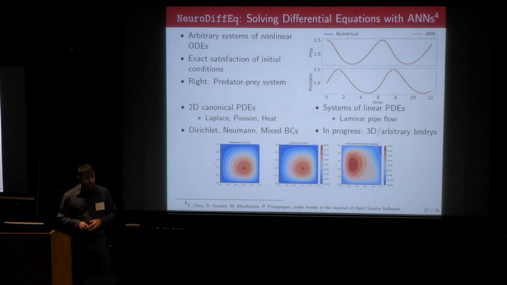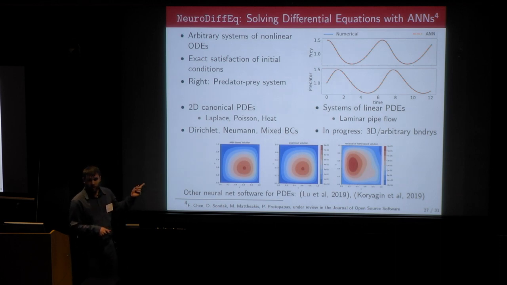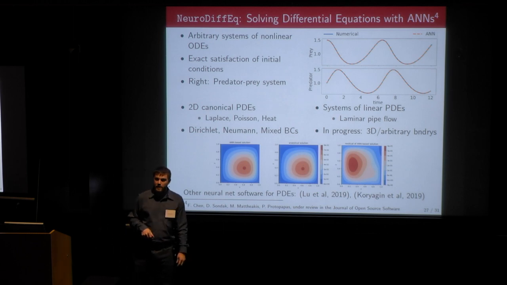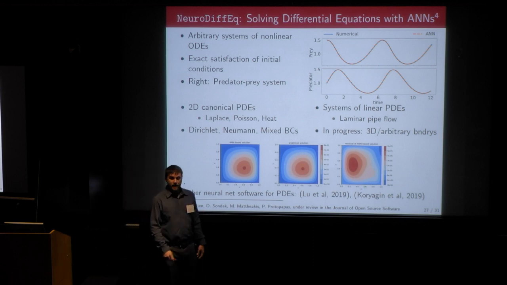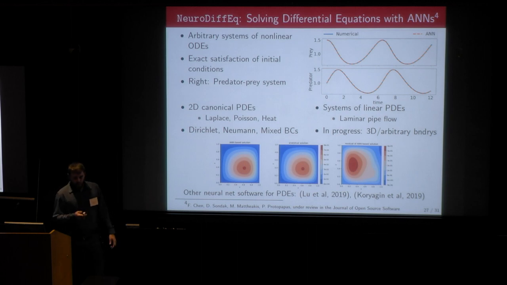And as with most things regarding neural nets, we are not the only ones doing this, I have to say. Concurrently with our current work, there was a group, I think these guys are at Brown, who published a library based on some of the work from Karniadakis that can solve differential equations with neural nets. And this Russian group, I'm not exactly sure where they are, they've also come out with their own package for solving differential equations with neural nets. All right.